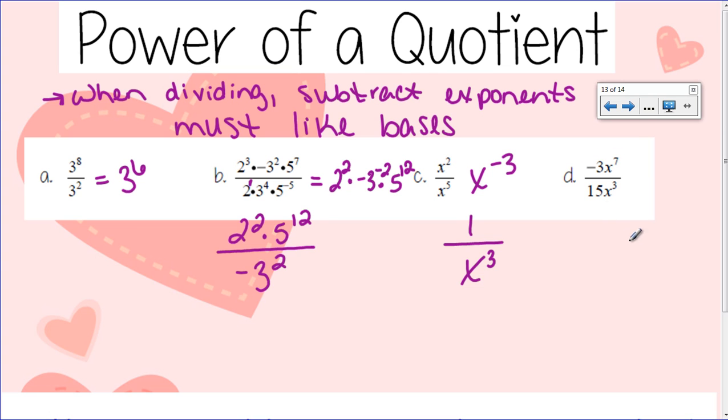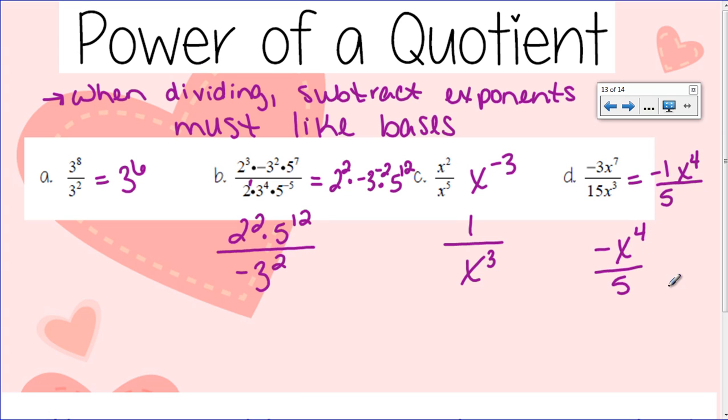So this negative 3 over 15, well, that is a fraction that will reduce. I can divide both of those by 3, so it becomes negative 1 over 5, and then I can deal with my x's. X to the, well, 7 minus 3 is 4, so it becomes x to the 4th, and if I don't want to write that 1, I can have negative x to the 4th over 5.